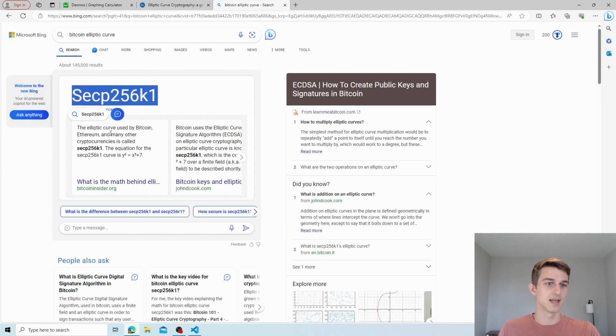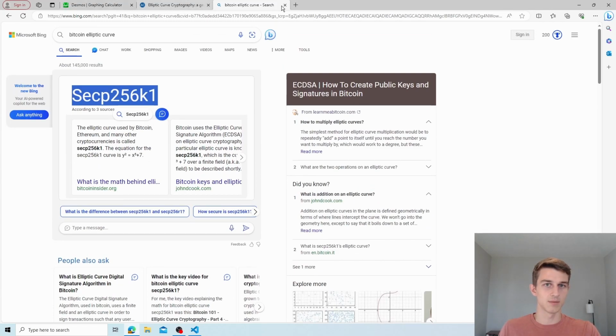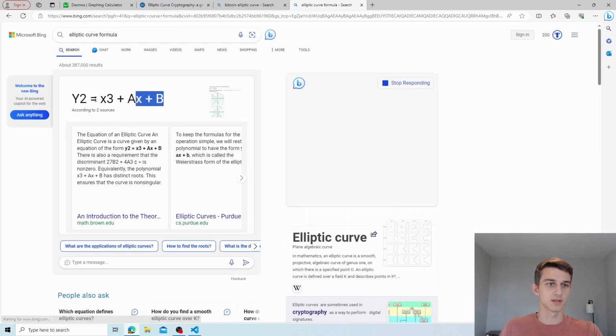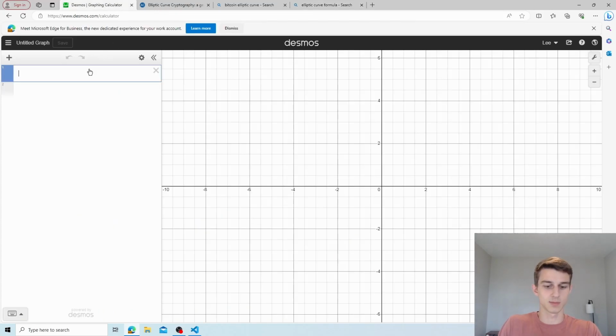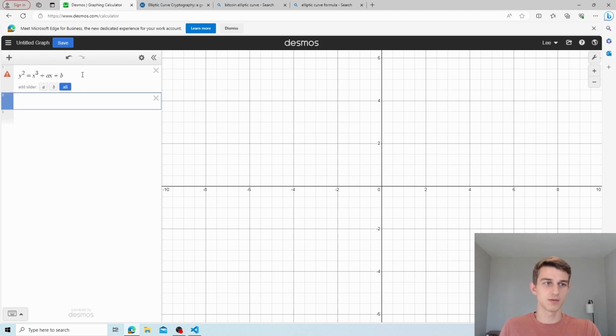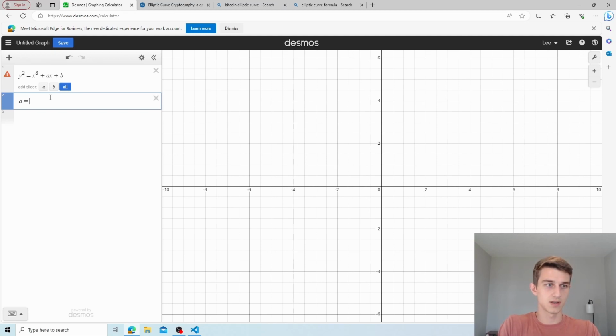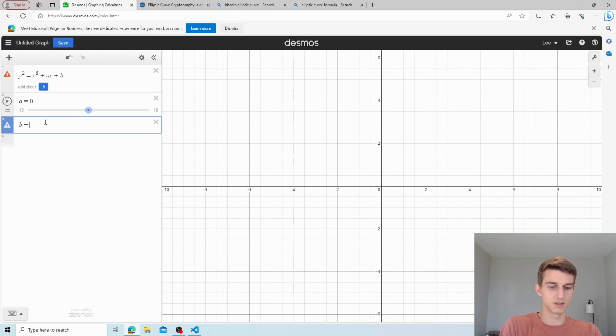I'm not sure exactly how to pronounce this, but the equation is y squared equals x cubed plus 7. Actually, there is, I think, another general term of the formula that is 0 here, so maybe I'll get that as well. Okay, so here is the formula that we'll be starting with in Desmos here. So y squared equals x cubed plus ax plus b. Okay, so this is our general form of an elliptic curve, and the specific implementation of Bitcoin is where a equals 0, that's why this middle term is missing, and where b equals 7. So we will pop those in. a equals 0, and b equals 7.